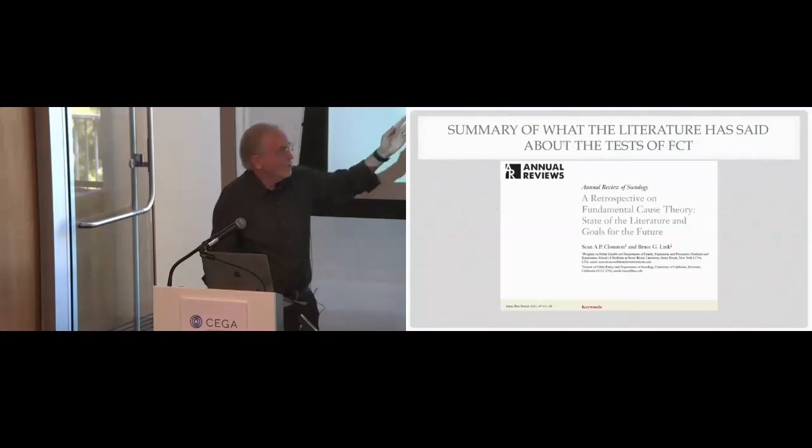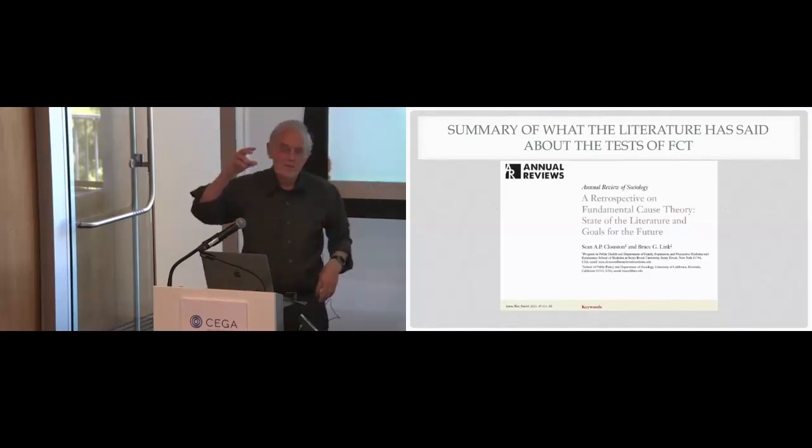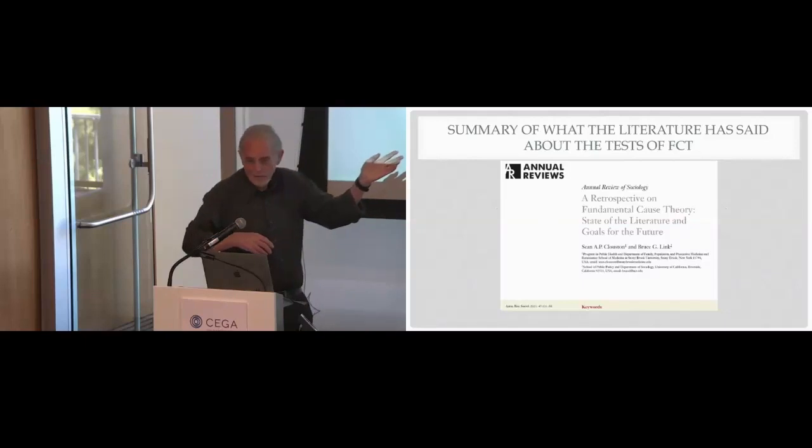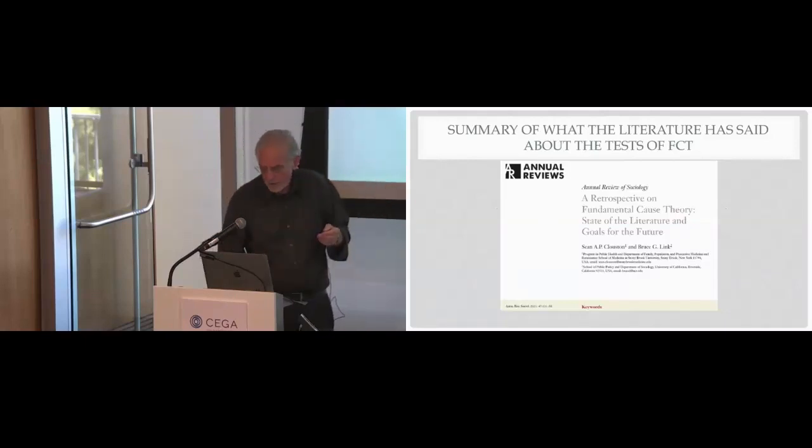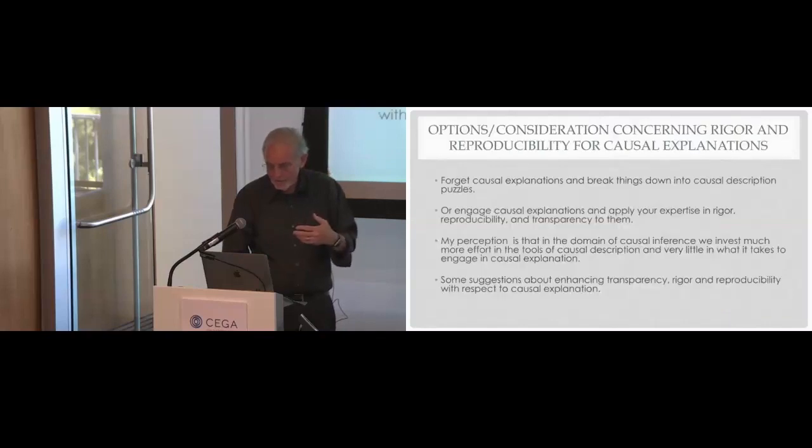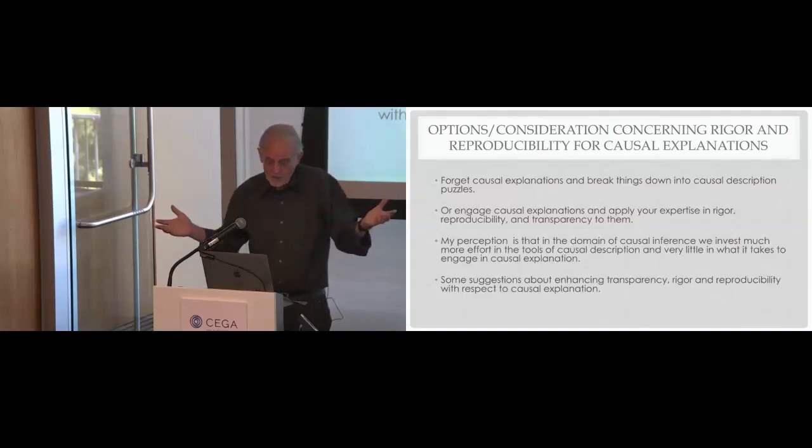And with respect to reproducibility, we did a review of everybody's tests of those 3 types of tests and published it in this review paper. So that's kind of like the reproducibility of those tests and how we tried to deal with that. So options or considerations concerning rigor and reproducibility for causal explanations. One is forget causal explanation and break things down into causal description.